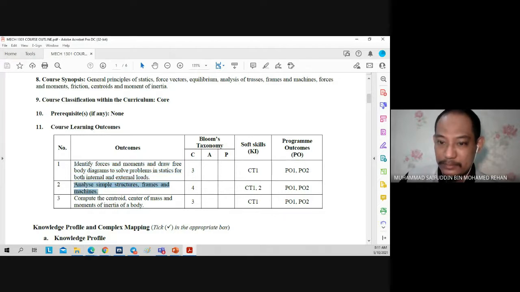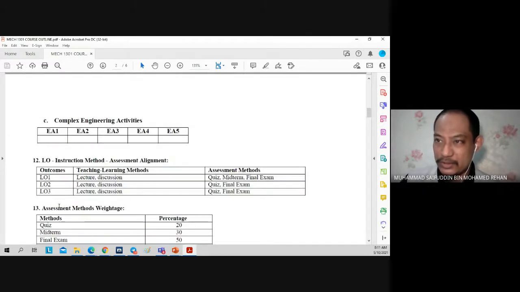And then, analyze simple structures, frames and machines. So we'll be focusing on that, as well as to compute the centroid, center of mass, and also moment of inertia of a body. So these are learning outcomes 1, 2, and 3. Of course, under each of these, there are several chapters which we'll see after this. In more detail, you will get more understanding of this as time goes by, and we will go through the corresponding chapters, which are listed below.